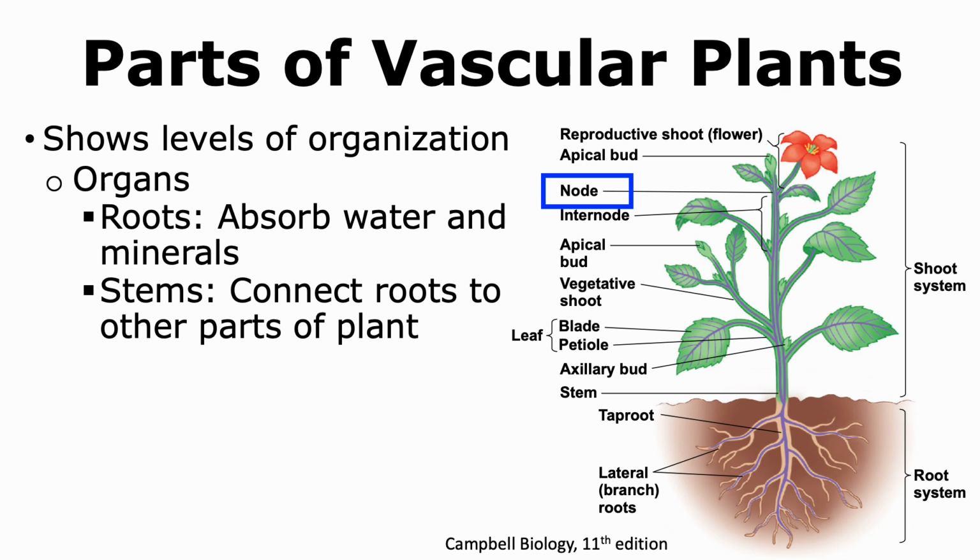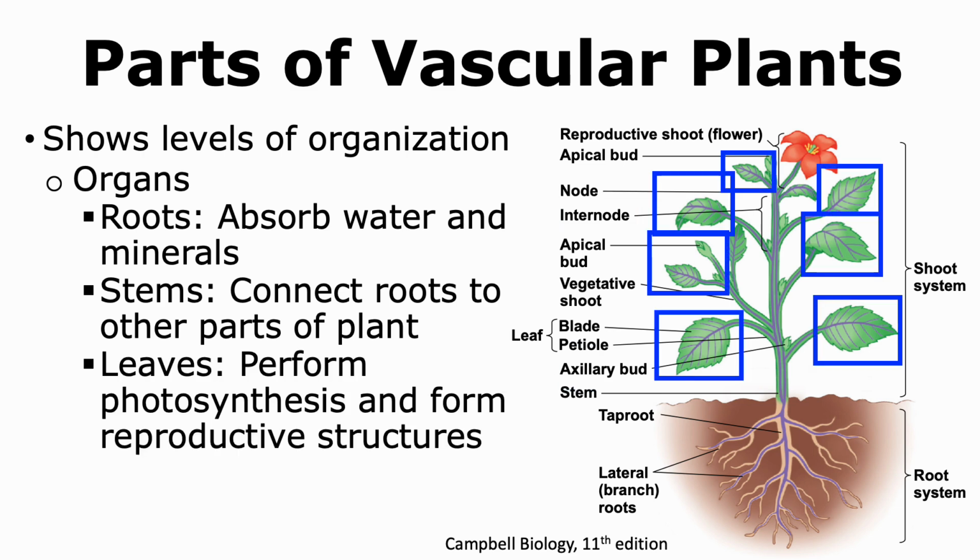There are nodes on the stems from where branches and leaves can arise. At the base of the nodes, there's usually an axillary bud that allows the formation of branches. Between two nodes is the internode. The third organ of plants are the leaves.